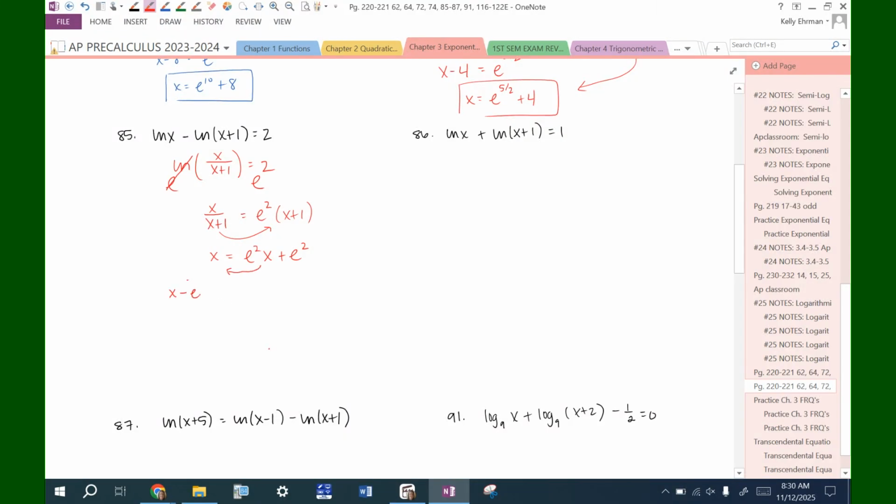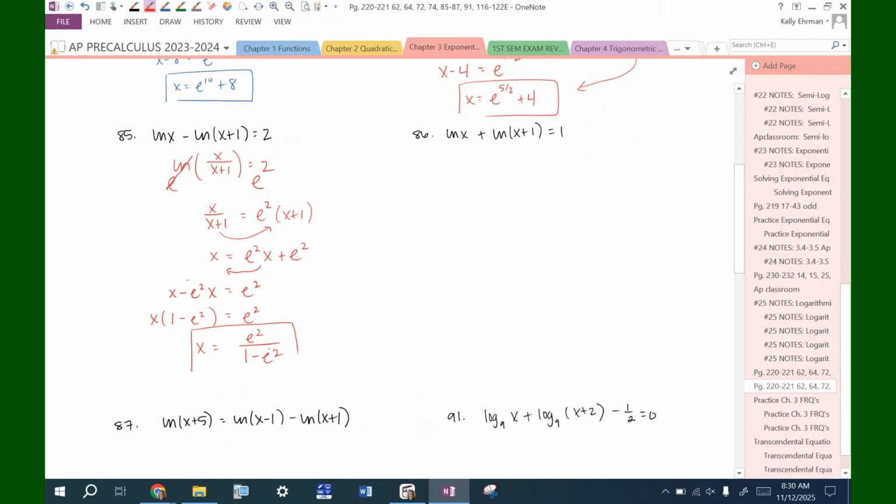So x minus e squared times x equals e squared. And when we run into this scenario, which we do a lot for these types of problems, log equations and exponential equations, the way to solve for x is to factor an x out because it's a GCF. That leaves you with 1 minus e squared. By factoring x out, you've now allowed yourself to isolate x because you can divide by the parentheses. So x equals e squared divided by 1 minus e squared.